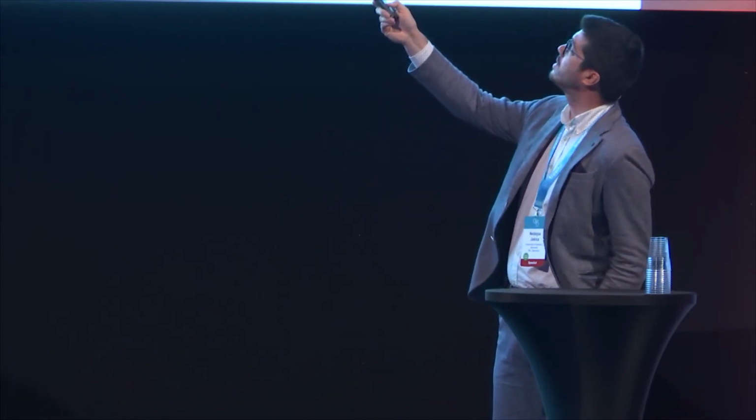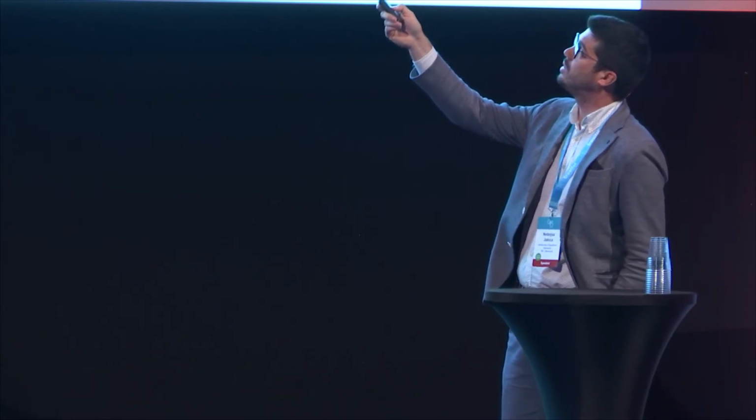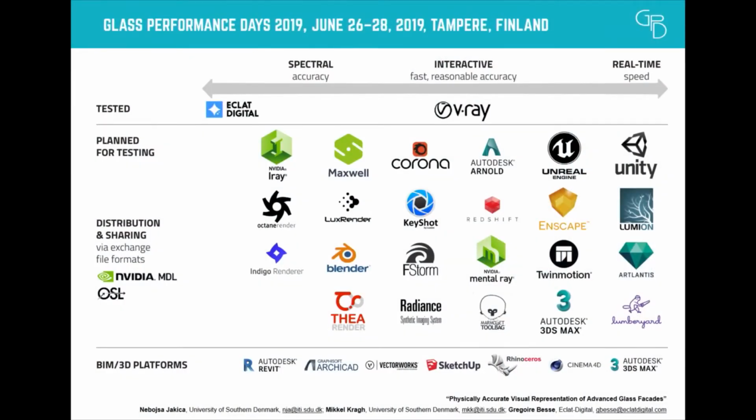And this is just the map of most important tools in the market currently available, and this is the one that we tested. So we tested ECLA Digital Ocean, that is not only spectral, but it can simulate all the light effects and also light polarization, and it's very highly accurate. And I think the most advanced tool on the market.